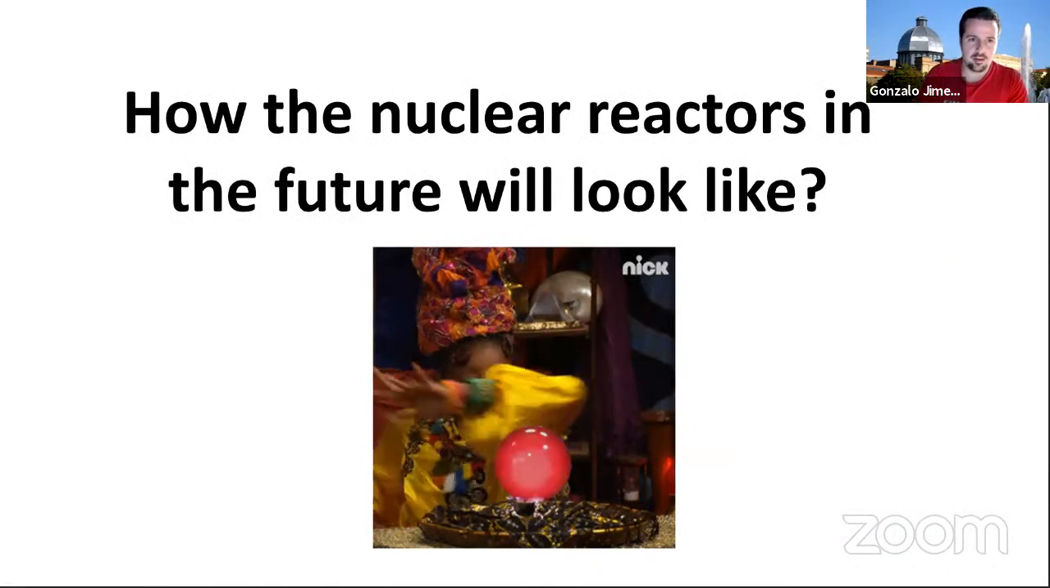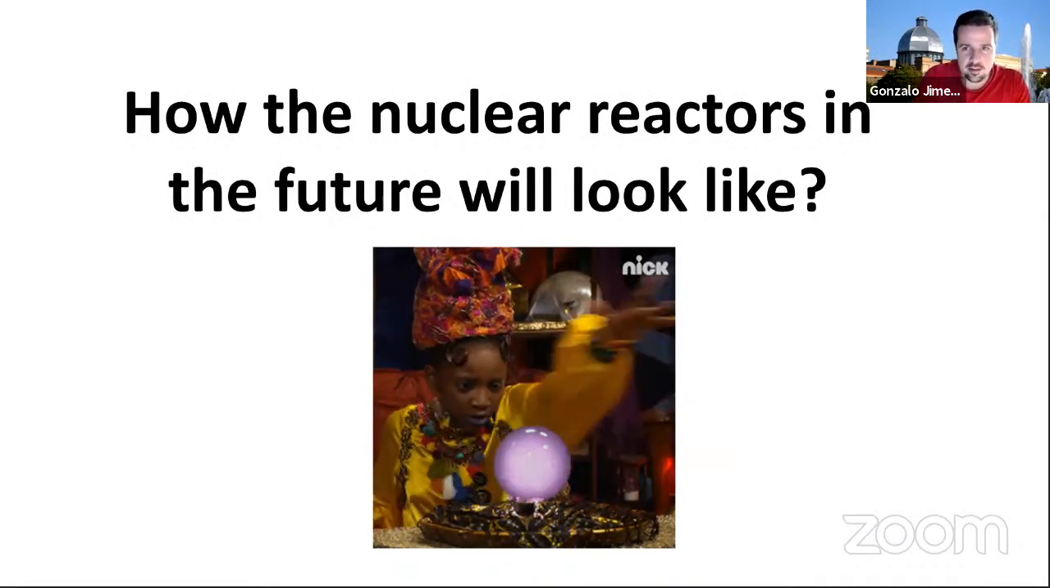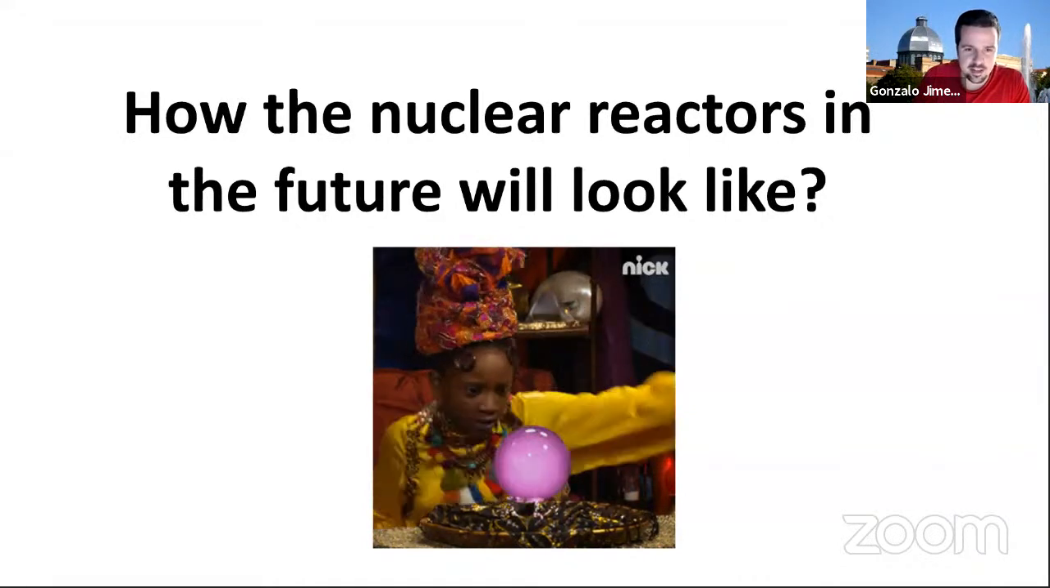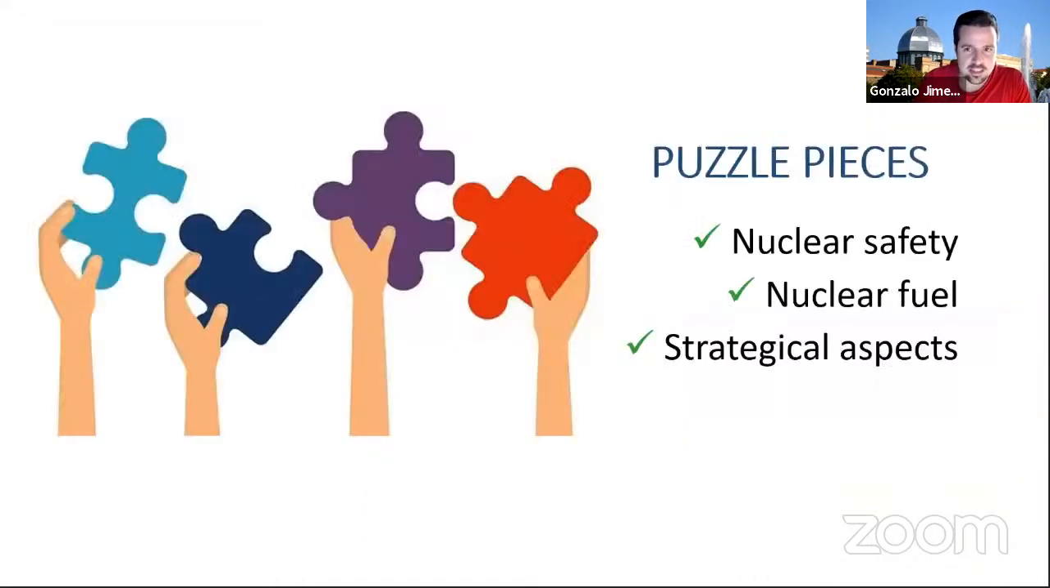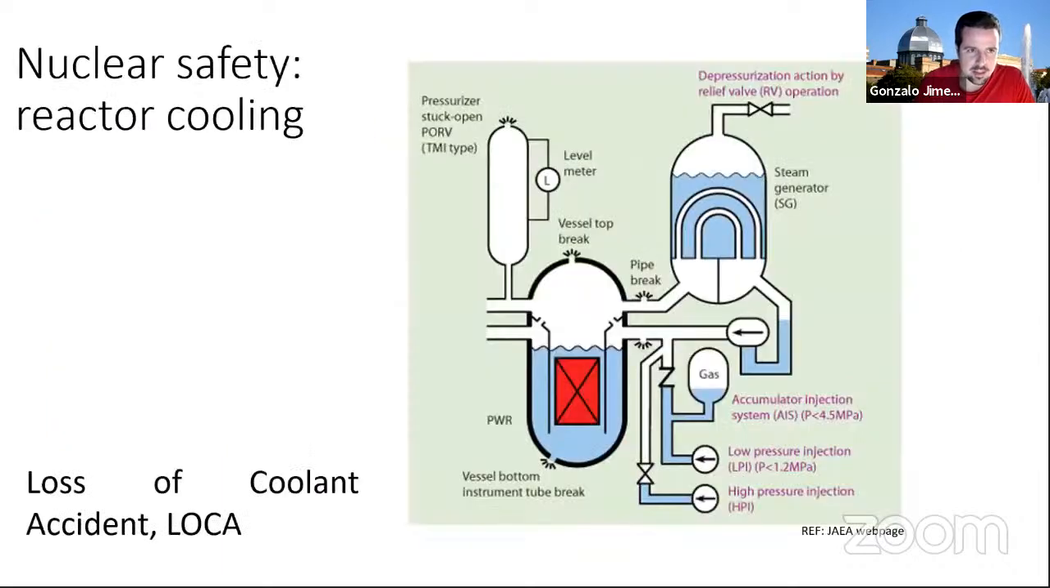Okay, so let's go. How will the nuclear reactors of the future look? That's the thing we were trying to guess. My goal in this presentation is to give you some pieces for the puzzle. I will talk about three main pieces. One will be nuclear safety. We will talk about nuclear fuel, and finally we'll talk about strategic aspects such as construction. And with all these pieces, we'll try to build a reactor of the future. So we will go piece by piece. The first thing is nuclear safety.